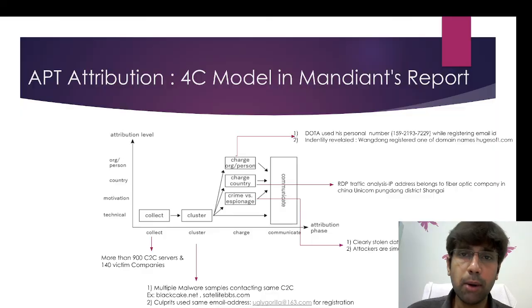This name was quite popular in the dark web forums, and he used this name to register various domain names. And from his public profile on social media, they were able to identify his personal identity as well, because of this particular level of attribution.